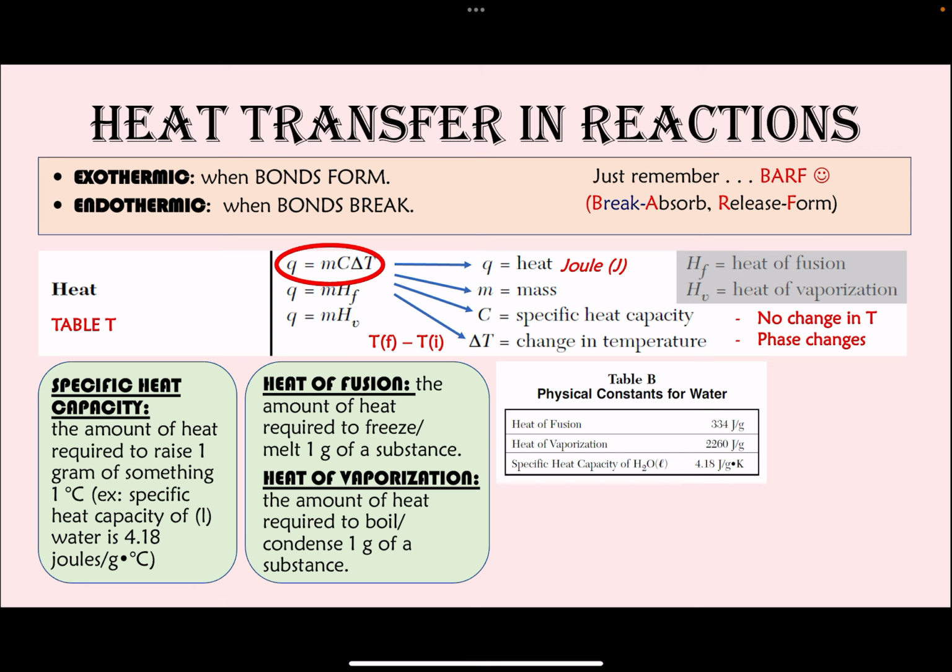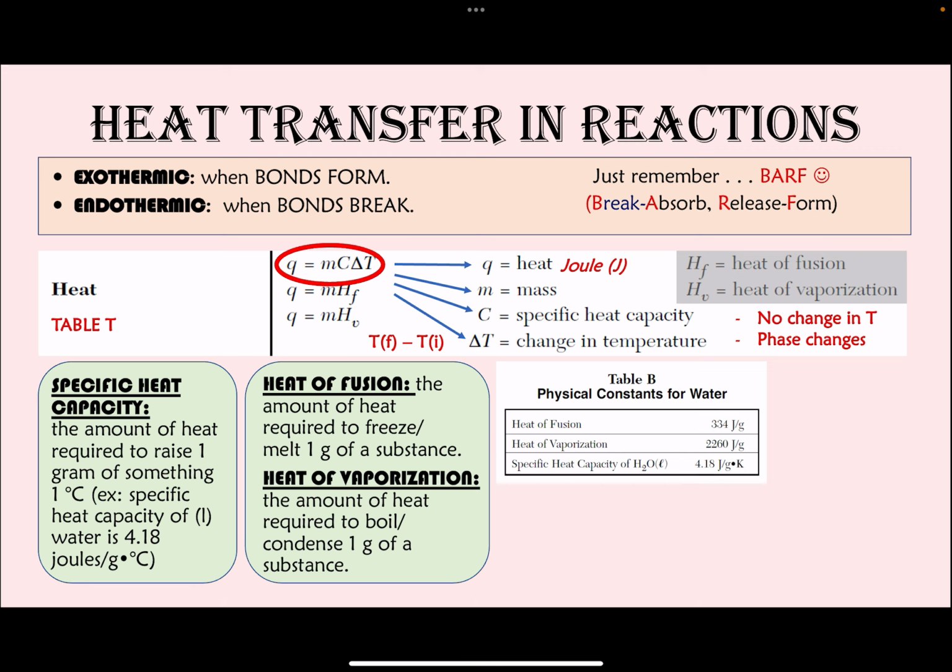So most of the questions that you're going to get about heat of fusion and vaporization are going to be about liquid water. So you can just get the heat of fusion and heat of vaporization from table B. If the question asks you to do the calculation about something other than liquid water, then you will be given the numbers.